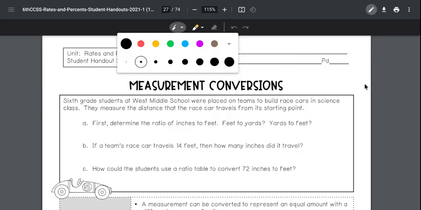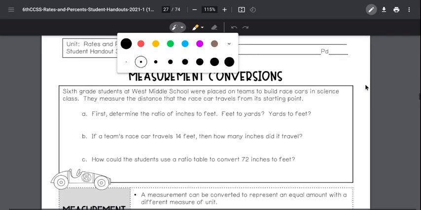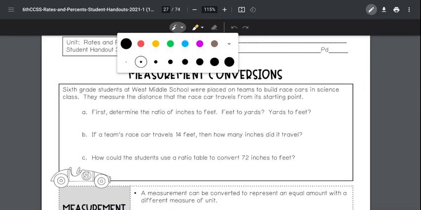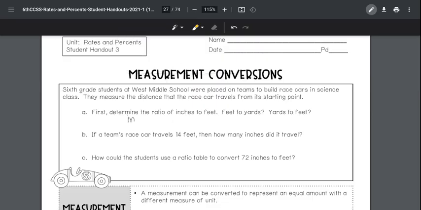So, 6th grade students at West Middle School were placed on teams to build race cars in science class. They measured the distance that the race car travels from its starting point. A. First determine the ratio of inches to feet. So inches to feet, I know that in 1 foot I have 12 inches. So inches to feet is 12 to 1.